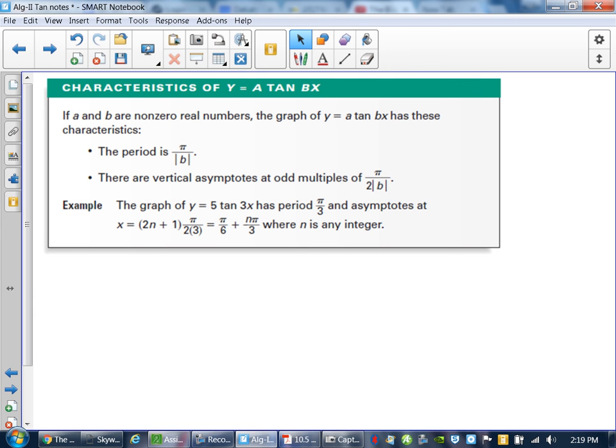And don't worry about odd multiples and all this other junk, okay? Period of tangent, remember your asymptotes occur at pi over 2 and 3 pi over 2. How far apart are those asymptotes? 1 pi. So all the parts of tangent occur in just 1/2 of the unit circle. That's why the period is just pi over b.